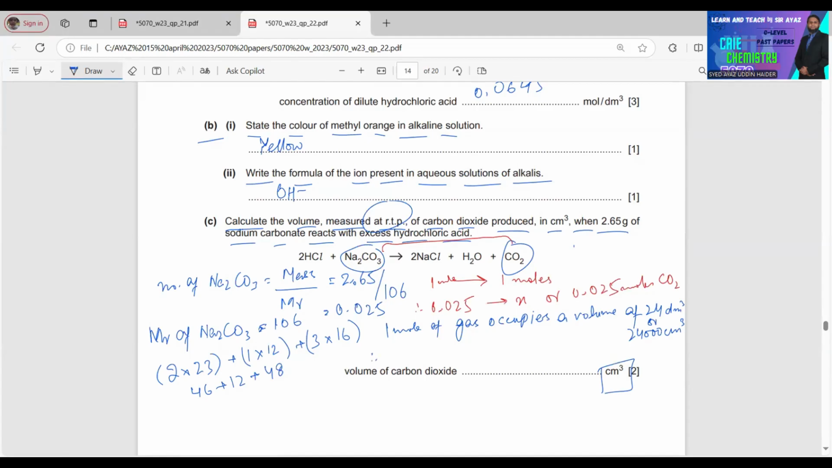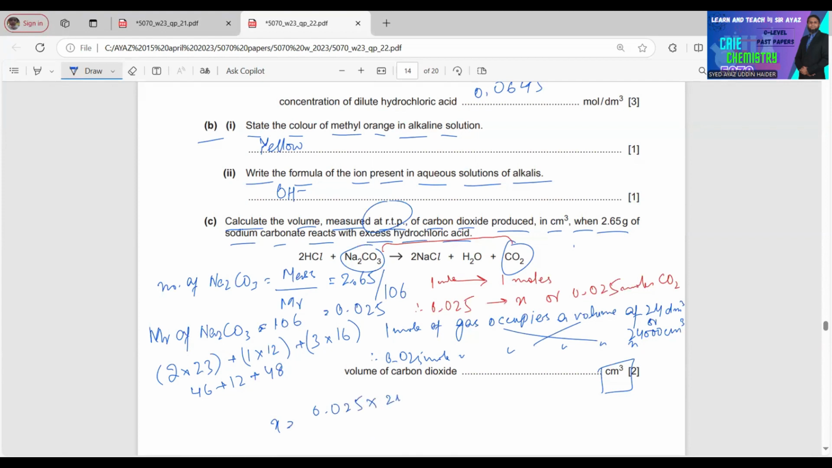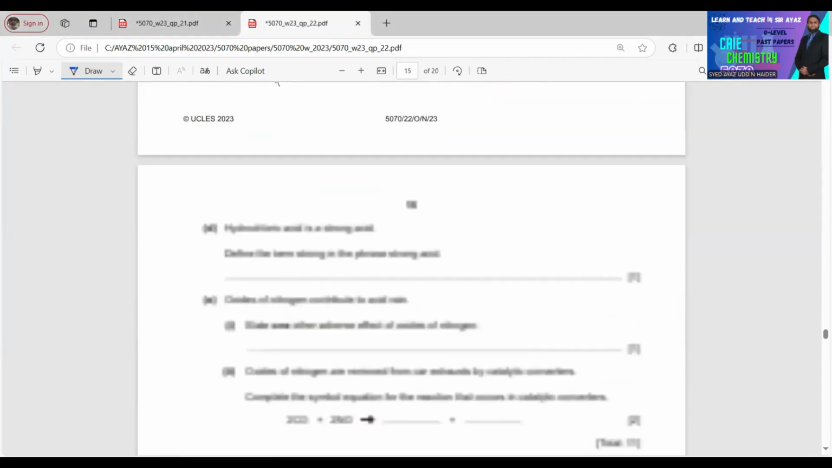Therefore, 0.025 mole of gas occupies a volume of X. Do the cross. So X is equal to 0.025 multiplied by 24,000. So the answer will be 600 centimeter cube. This will be the final answer for this question.